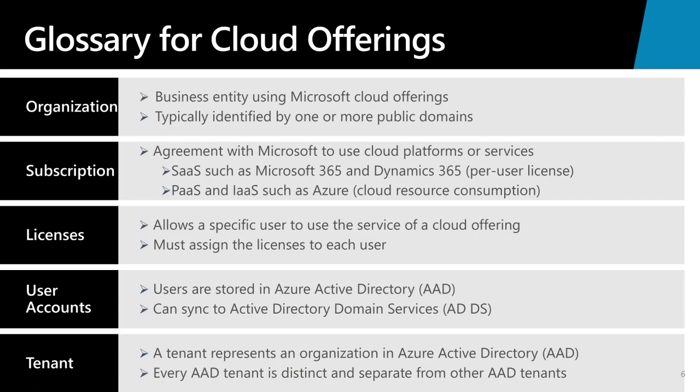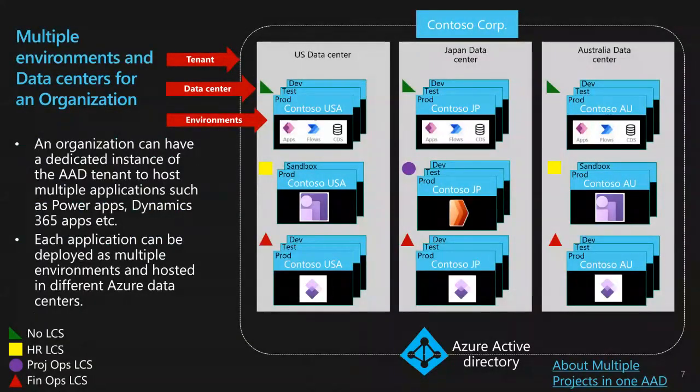So I've got a diagram that shows a sample of an environment with tenants, data centers, and environments. In this example, you can see Contoso Corporation around the outside, and that's our organization. And this organization is sitting inside of one tenant that is part of one Azure Active Directory. In this case, you can see that there are 3 data centers, one for the US, one for Japan, and a third one for Australia. And then within each of those data centers, we have different environments. And each of these environments serves different purposes.